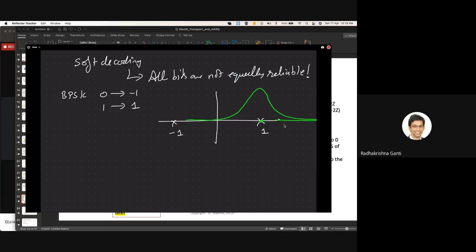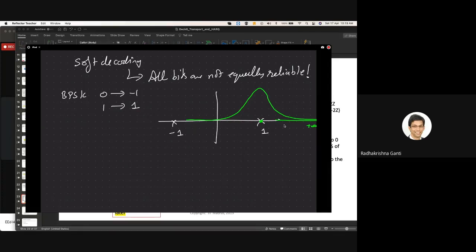this is the probability distribution of what you receive. In the sense that most probably you will be around 1, but there's a lower chance that you can go very, very high to plus infinity. Similarly, there's a very, very small chance that you can go this way also, minus infinity. Okay, this is the probability distribution of that.